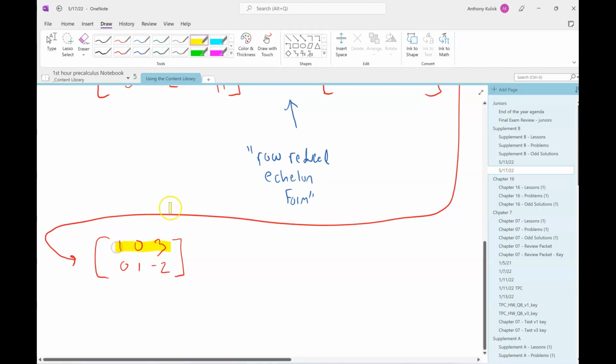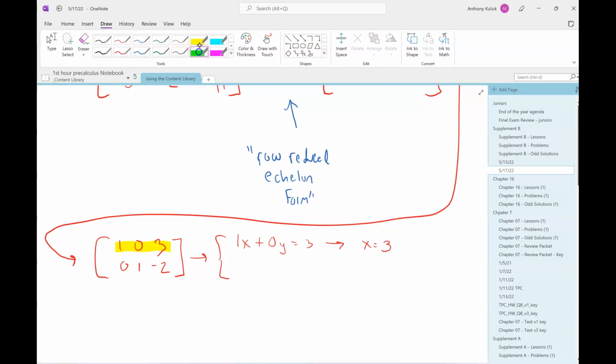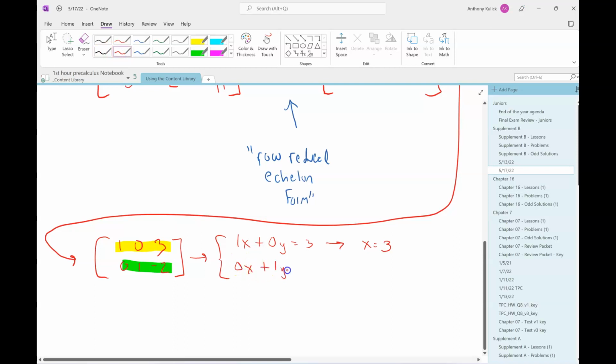So if I look at the first row, and I remember how we translated our system into a matrix, I'm now going to translate our matrix back to a system. So if I look at that first row, that's one equation that says 1x plus 0y is equal to 3. Or really just that x is 3. If I look at that second row, it says 0x plus 1y is equal to -2. Or really just y is equal to -2.